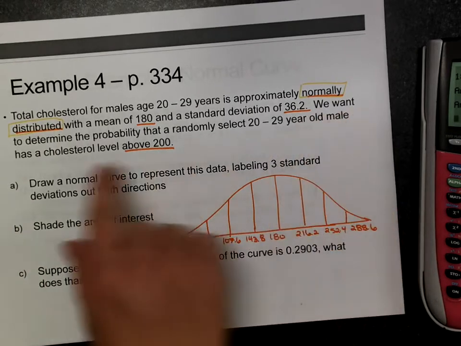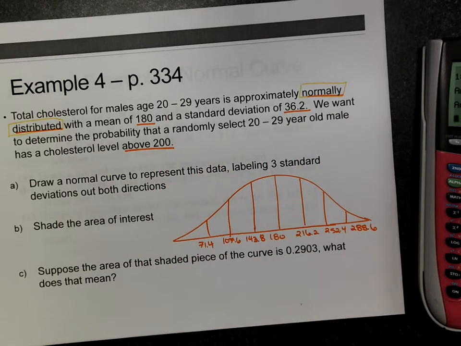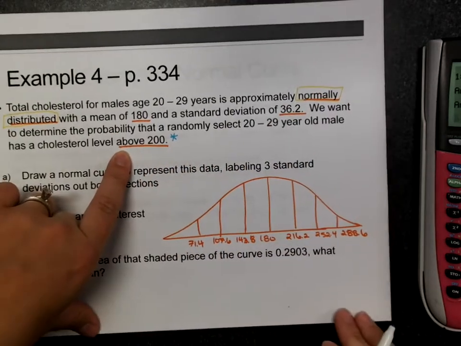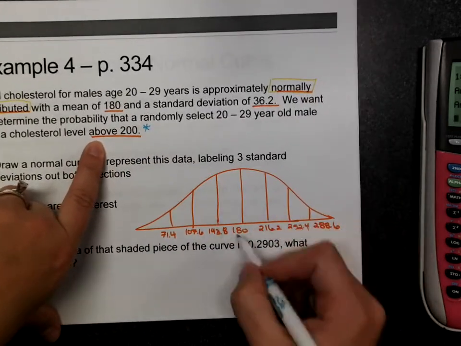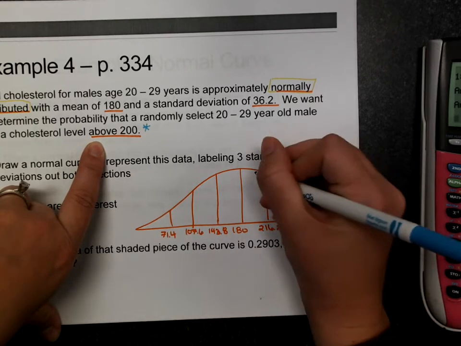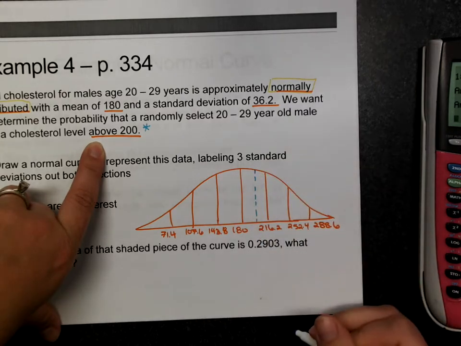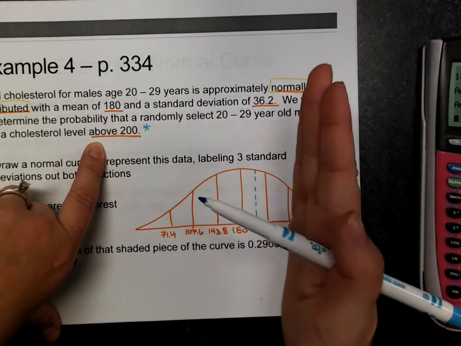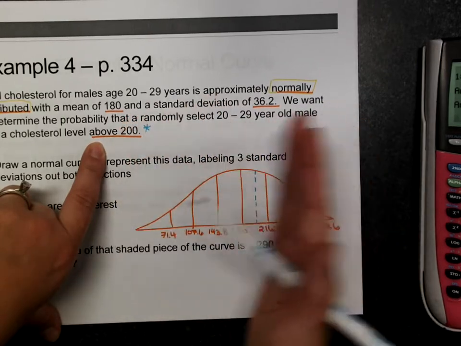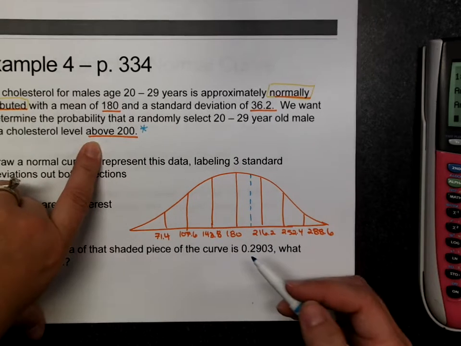So again, we're trying to find the probability that a randomly selected male has a cholesterol level above 200. So those are another set of keywords, above 200. Now we don't have 200 exactly down here. We're just going to have to guesstimate that 200 is somewhere in here. So these are not going to fall exactly on a standard deviation like they did in Chapter 3. It'll always be kind of in between a couple, which is why we need the chart or the calculator to help us get these answers.